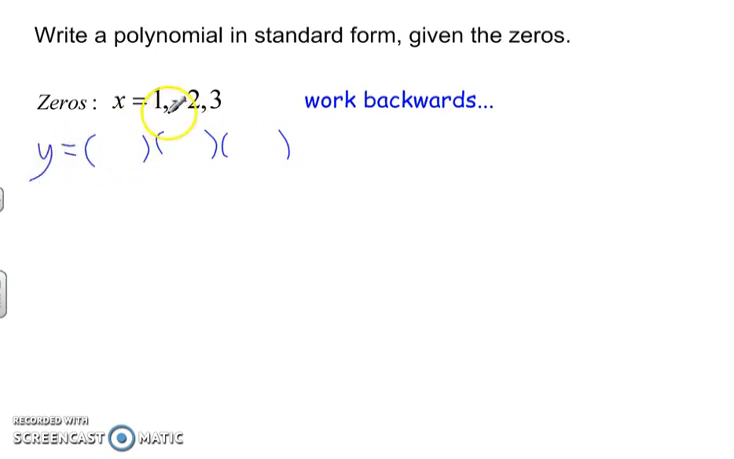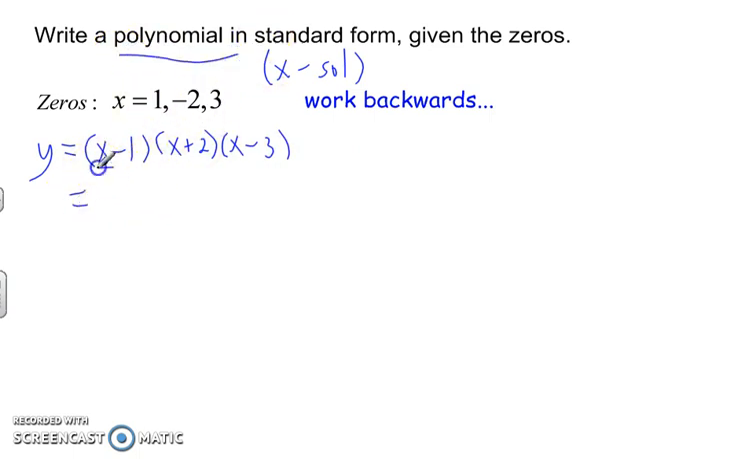So y equals, let's see, if solutions at 1, the factor would be x minus 1. Solutions at -2, that would be x plus 2. Solutions at 3, that would be x minus 3. The cadence there is always x minus the solution is the factor. So I've now written it as factors. It's almost a function. We really want to make it into a polynomial, so we want to multiply these together.